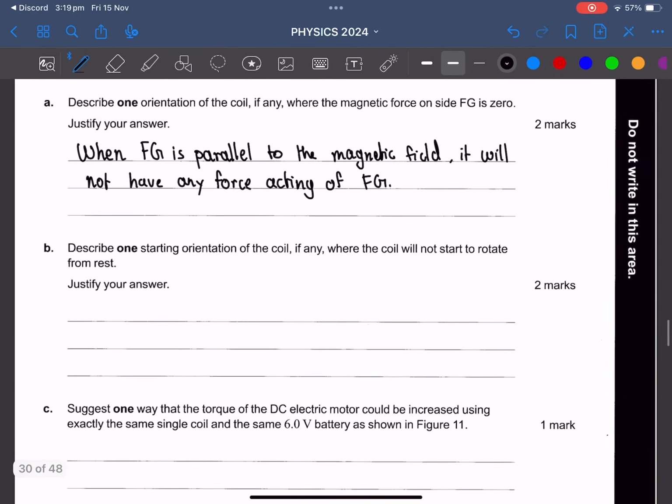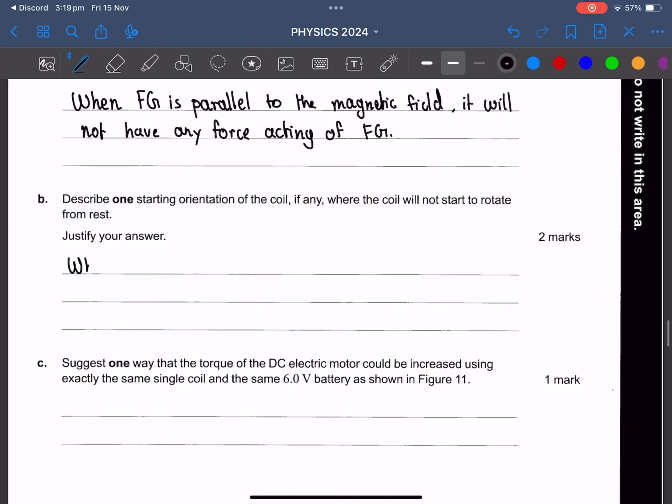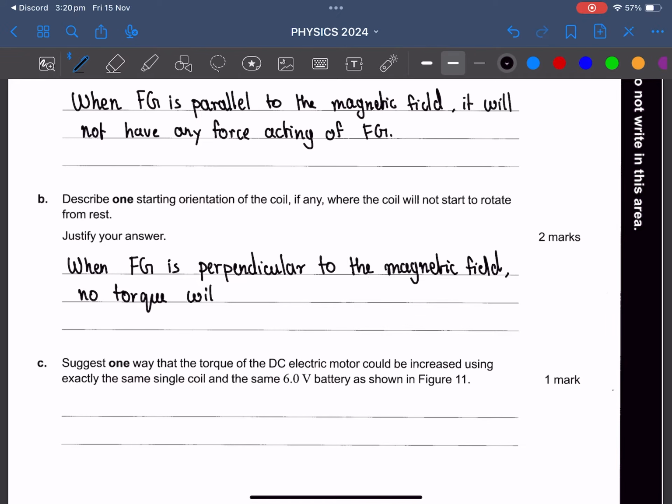I'm actually a bit confused, but okay. When FG is perpendicular to the magnetic field, no torque will be generated, and hence the coil will not rotate.